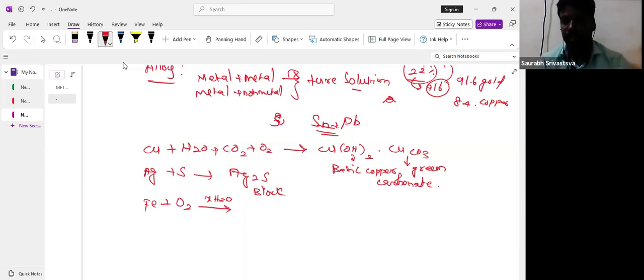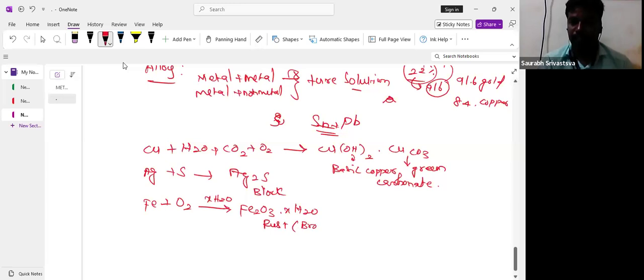The iron becomes a brown color material. The brown color ash or brown color solid is forming because of the rusting of iron. The formula is Fe2O3 dot XH2O. It is called hydrated ferric oxide. That means rust. The rust color is brown. Okay, this formula you should know. Now we go for the question answers. If any doubt, we can discuss at that time.